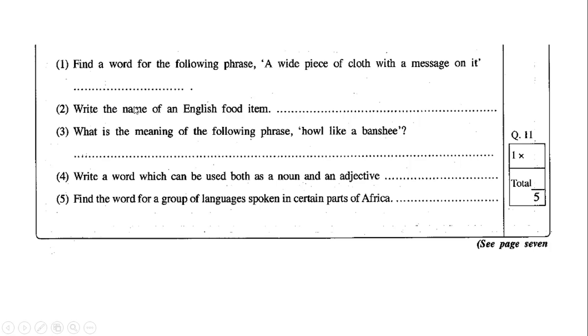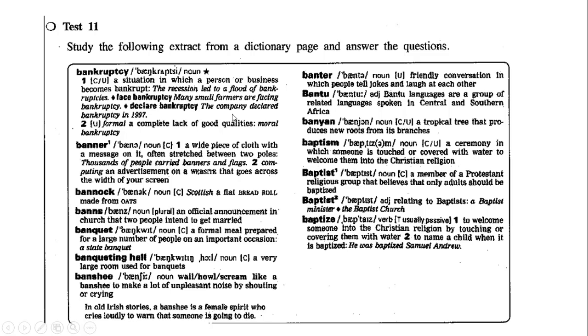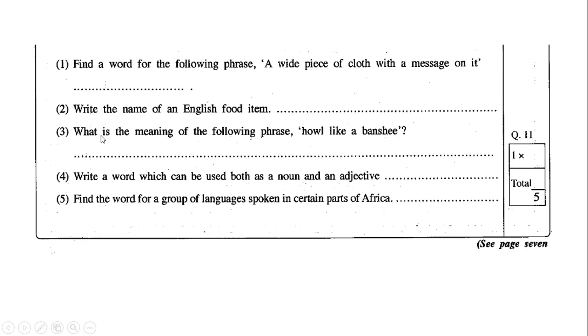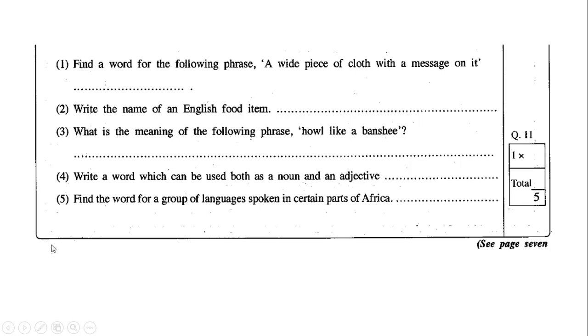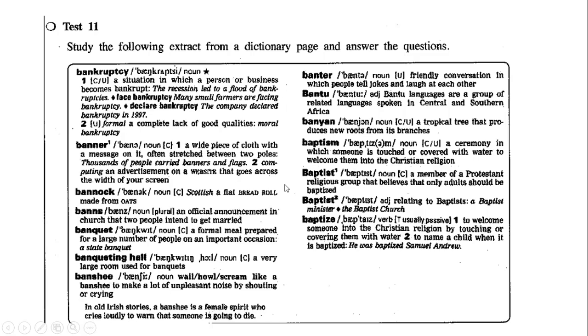Banner. Write the name of an English food item. Food item. Here it is. A flat bread roll made from oats. It is bannock. Next one. What is the meaning of the following phrase? How like a banshee. What is it? To make a lot of unpleasant noise by shouting or crying. That is the answer. Write a word which can be used both as a noun and an adjective.